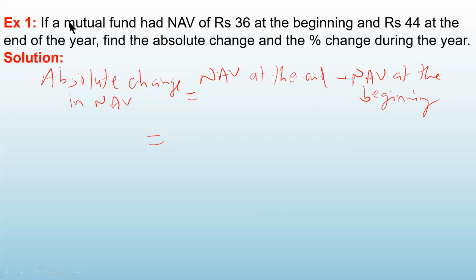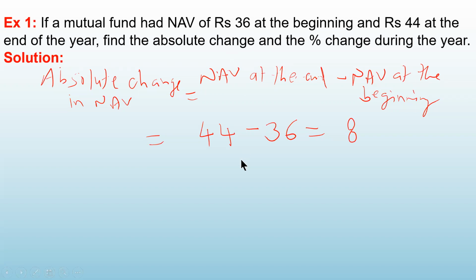What is the NAV at the end? The mutual fund has NAV of rupees 36 at the beginning and 44 at the end. So at the end it is 44 and in the beginning it is 36. So the difference is 44 minus 36. Beginning में 36 था और बाद में year end में 44 हो गया. तो उसका difference कितना आ गया? 44 minus 36 कितना होता है? That is your absolute change. So 44 minus 36 is 8. So there is a change of 8 rupees in NAV.